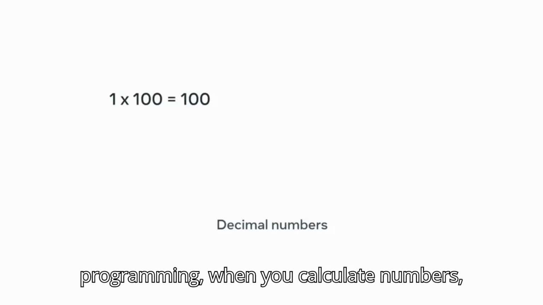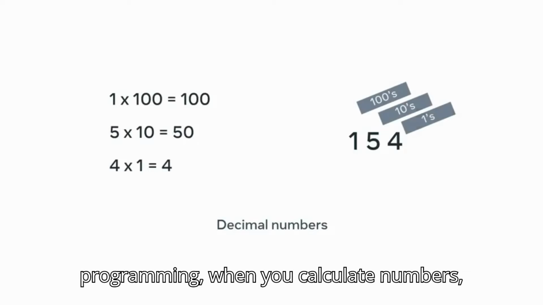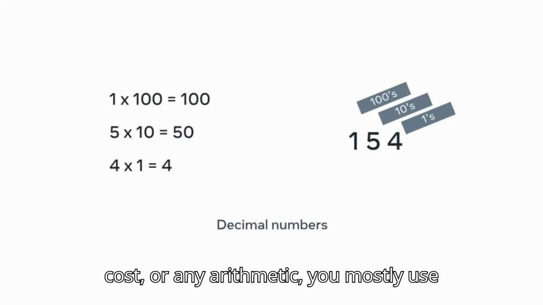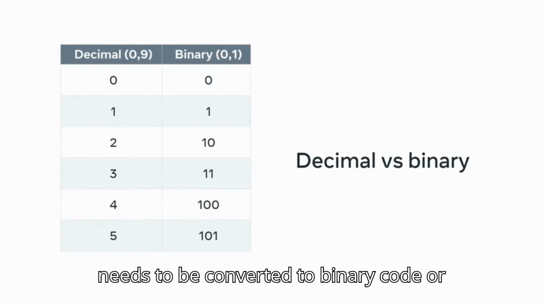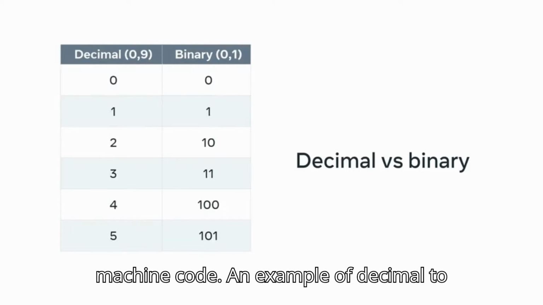For example, in programming, when you calculate numbers, cost, or any arithmetic, you mostly use decimal numbers. Every program written needs to be converted to binary code or machine code.